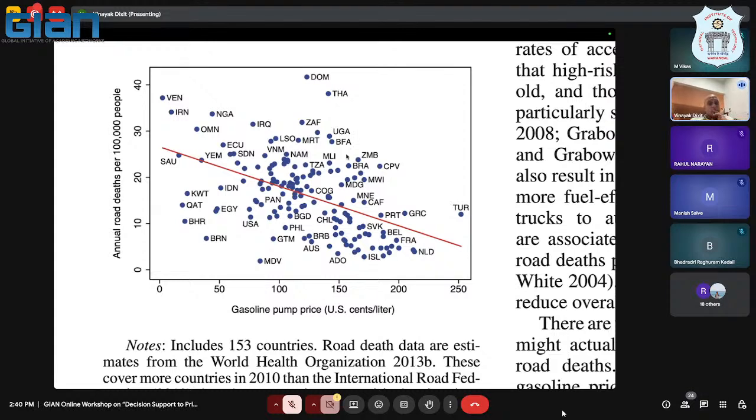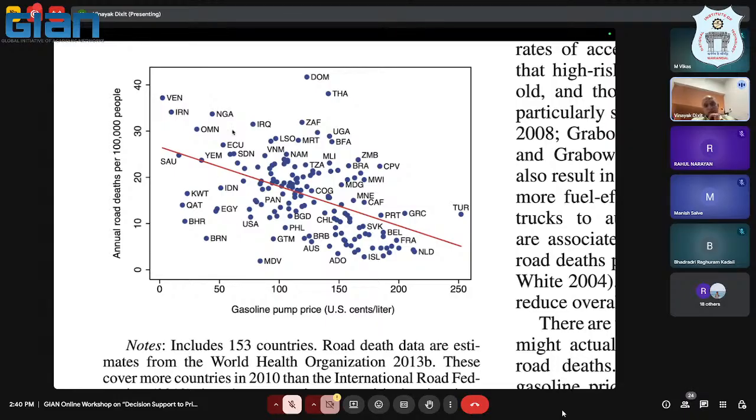One of the things which might affect it is if I look at this correlation, the annual road deaths are reducing as the gas pump price is increasing. There could be a lot of reasons for that. So does that mean that by increasing the gas pump price, we will be improving safety? Is that what we can decipher?